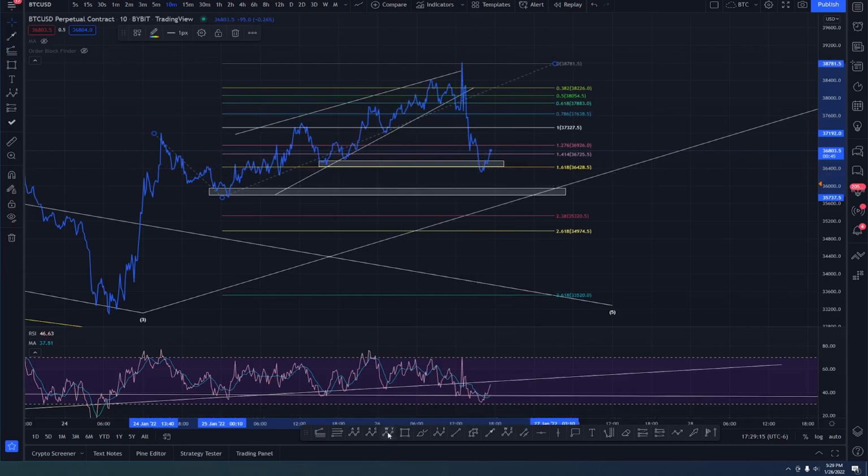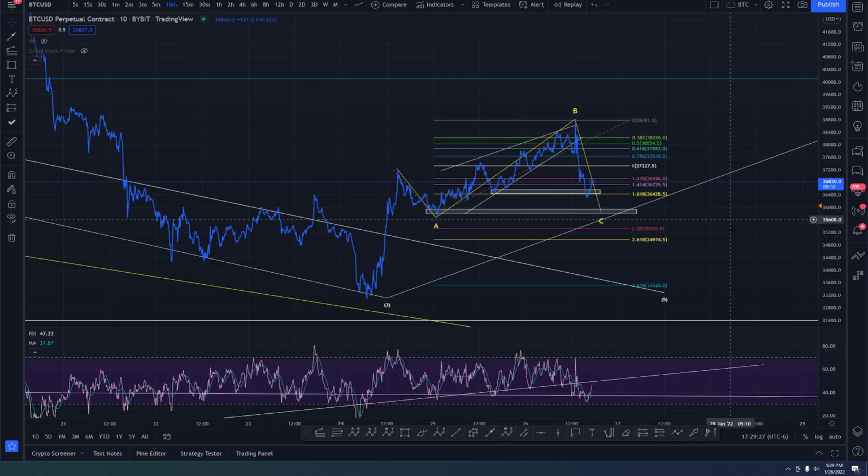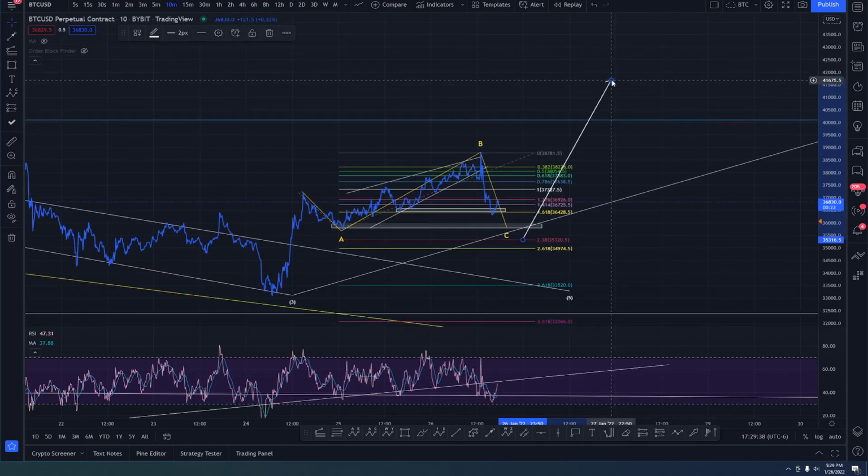The overall structure is going to be something like this, where you have an A wave. This is a WXY B wave, and then now we're looking for C, 5 waves down. When that's finished, we'd be looking for another move to the upside. This is one count. I'm going to show you another count in just a moment, okay? But we'd be looking for that third wave move to the upside. So ultimately, I don't want to put that forever there.